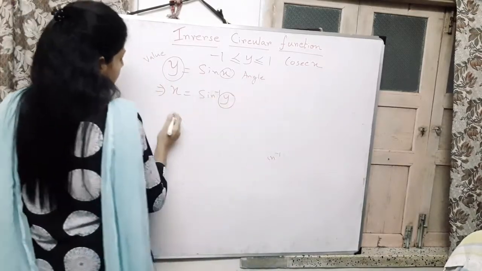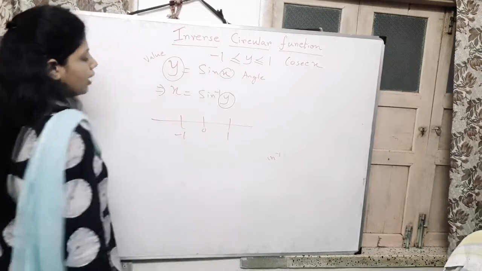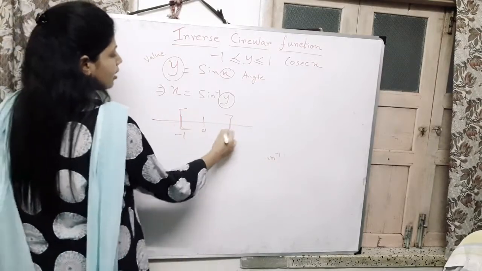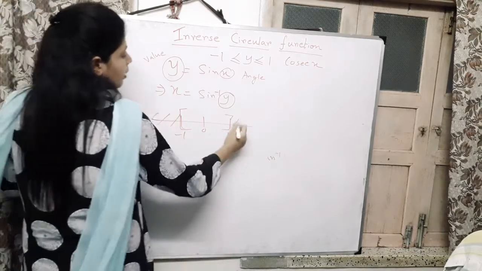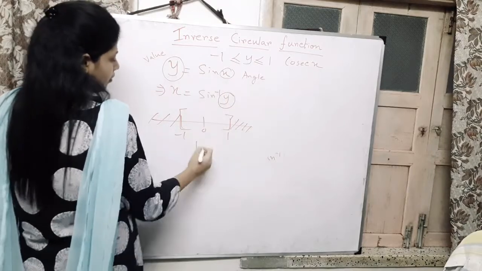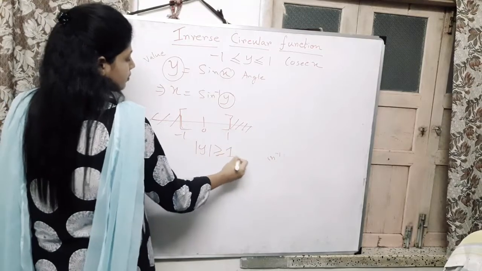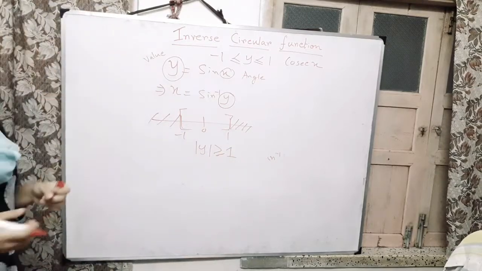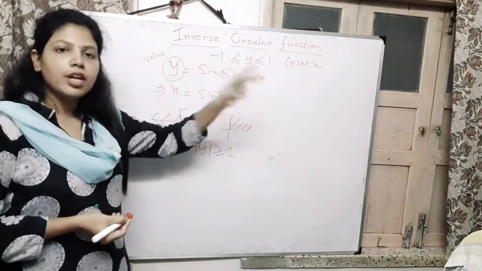What about cosec x? Just draw the number line: minus 1, 0, 1. For sine I will take minus 1 to 1. Now for cosec I will take the remaining part. That means we can write here mod y greater than or equal to 1, because cosec is just the reciprocal of sine.